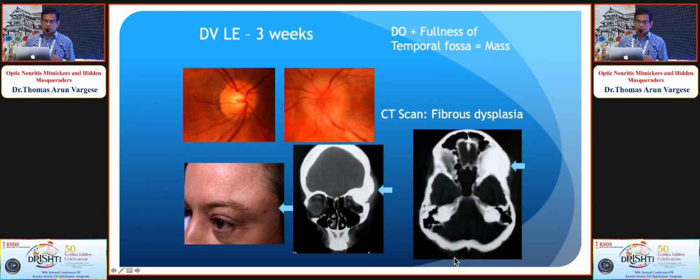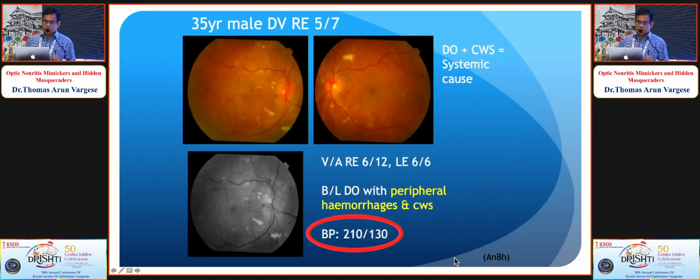This is a lady I saw when working in the UK, with 3 weeks of blurring of vision in the left eye. You can see the disc edema, and she also had fullness of the temporal fossa, which indicated a bony lesion. That was very beautifully seen on the CT scan, which showed a fibrous dysplasia. So a general survey of the patient will give you important clues as to the possible cause.